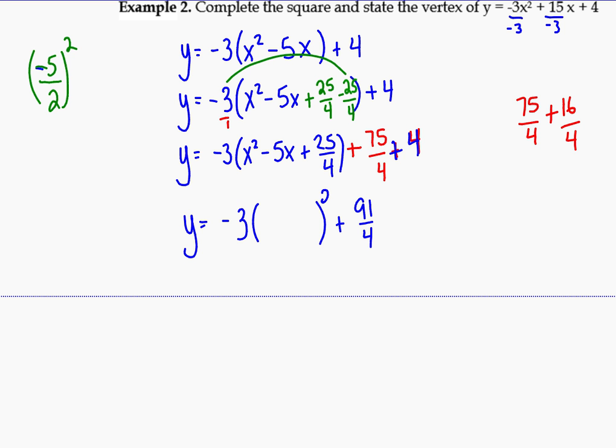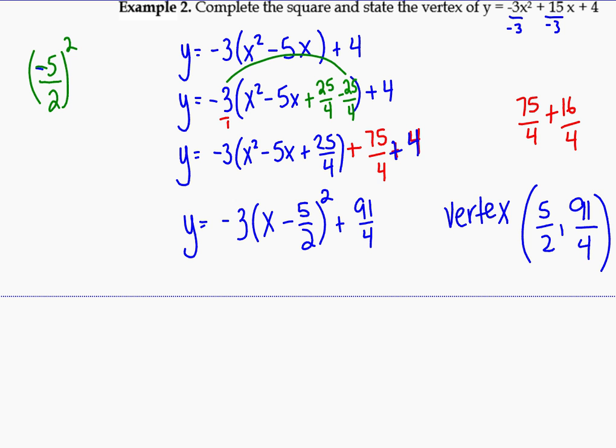What's left in the brackets? X plus or minus? Take the sign in the middle and then divide the middle by 2. 5 over 2. And they want to know the vertex, so we'll tell them the vertex. What's the x value? 5 over 2, comma, 91 over 4. How's that?